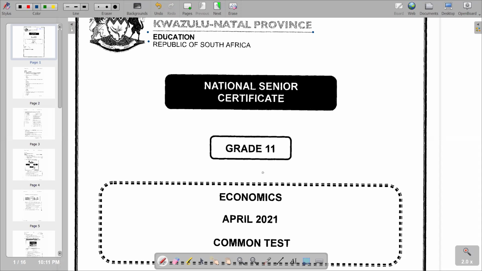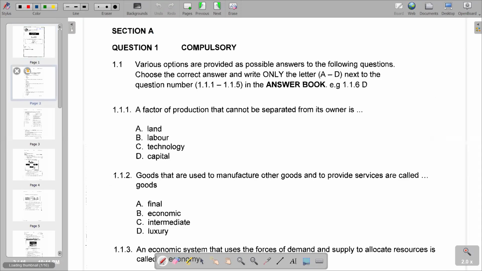In this video, we want to look at an April common test. So we are going to our question. We are going to look at section A, where question 1.1.1 reads: a next to 5. So you are given this question from its owner is capital. So you see that response.